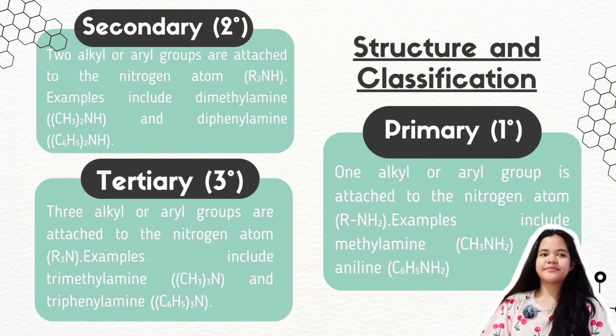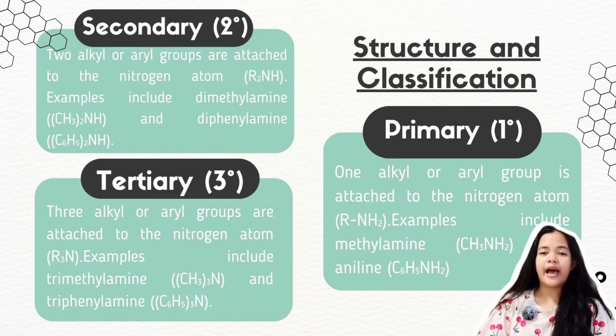Classification of amines. Amines can be classified based on the number of alkyl or aryl groups attached to the nitrogen atom and the nature of the carbon group attached. Classification based on substitution: amines are categorized according to the number of hydrogen atoms replaced in ammonia. So we have primary amines, in which one hydrogen atom in ammonia is replaced by an alkyl group or aryl group. For example, methylamine.